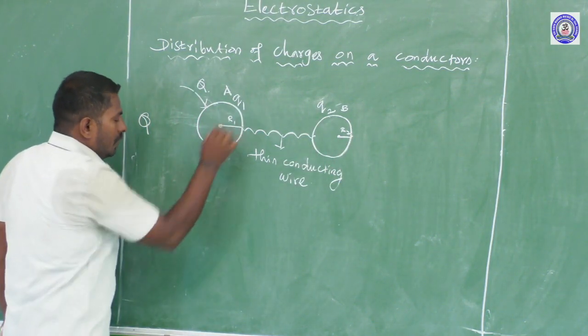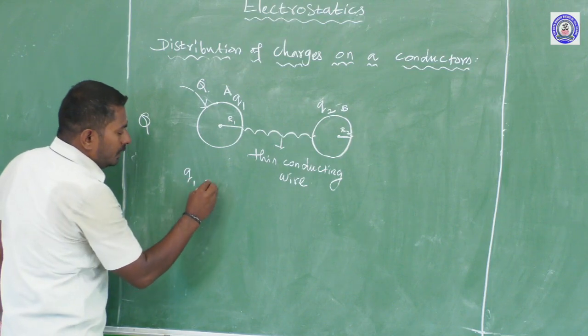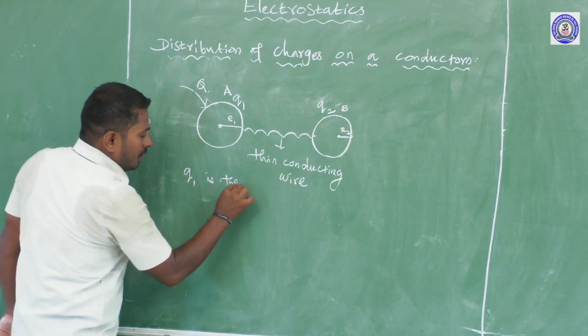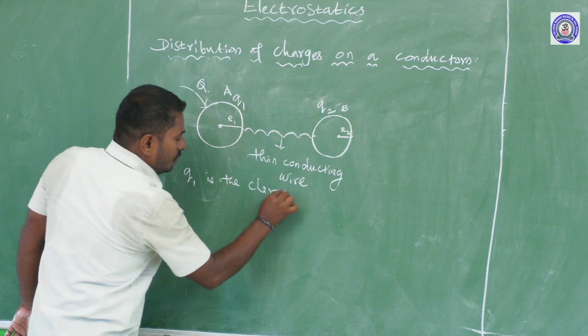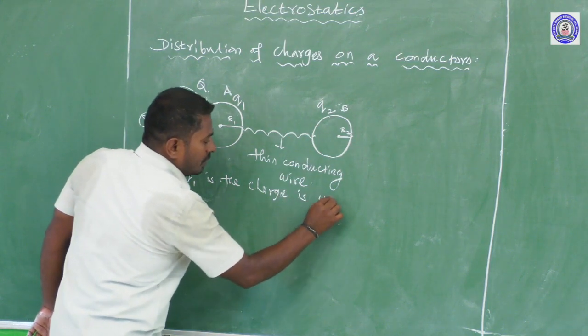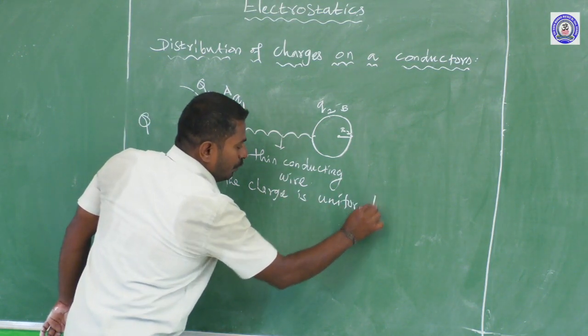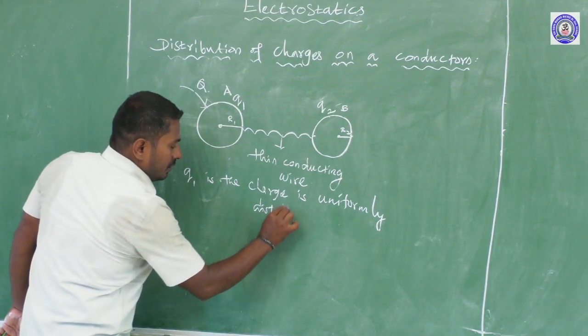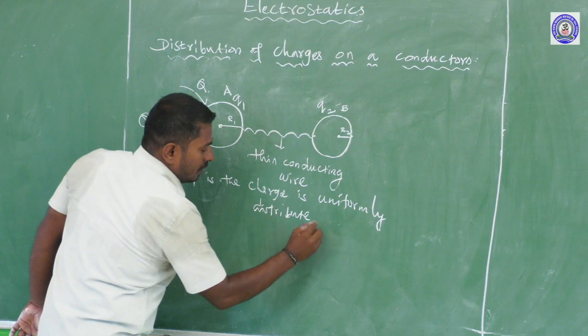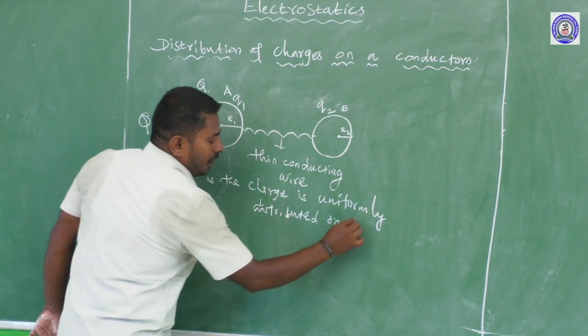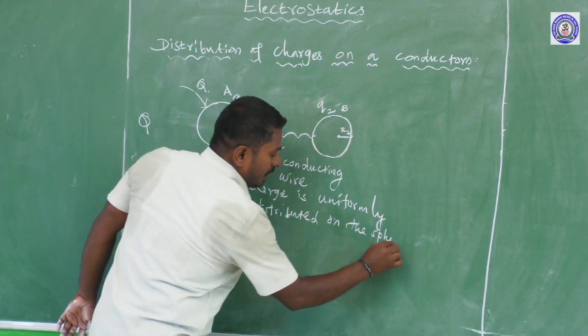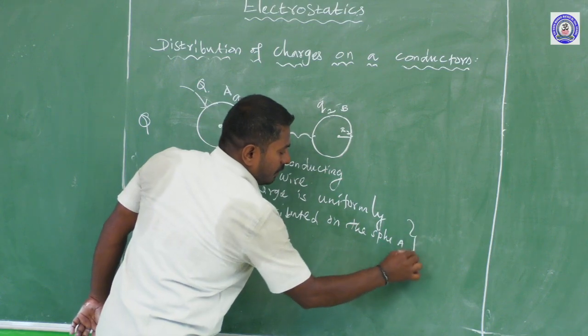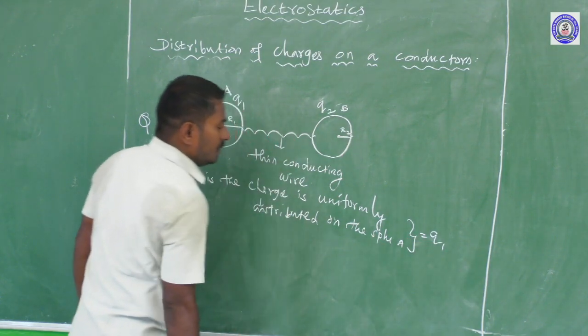So Q1 is the charge uniformly distributed on the sphere A, which is Q1.